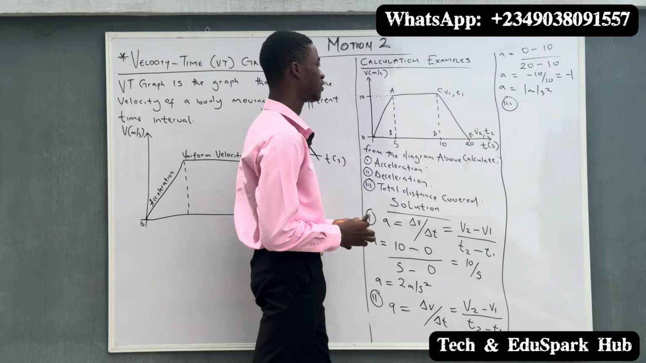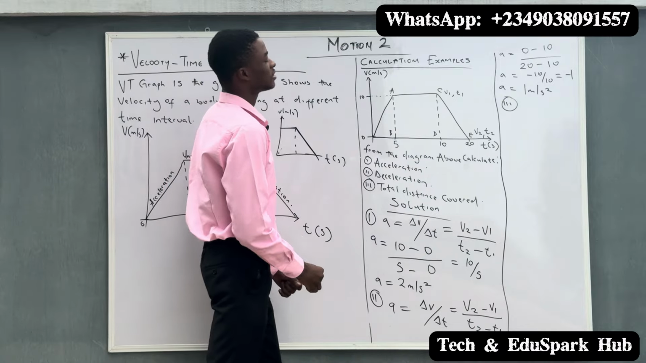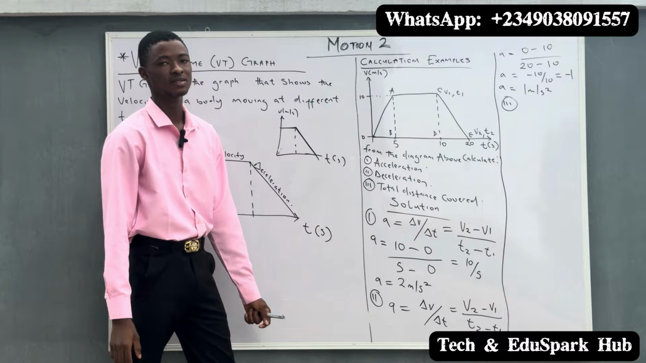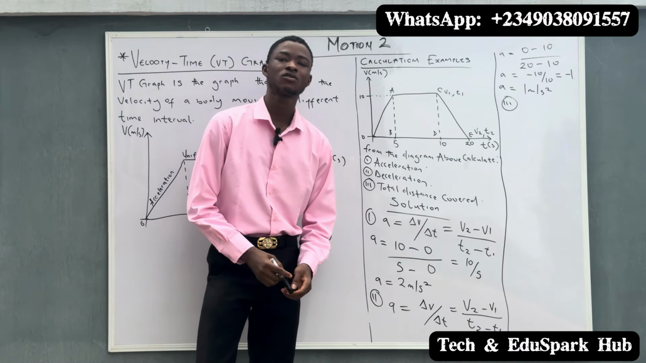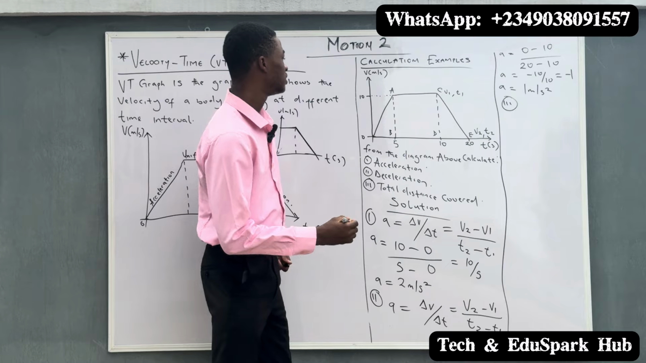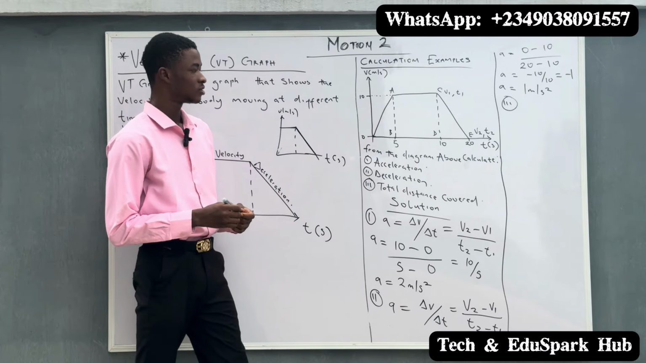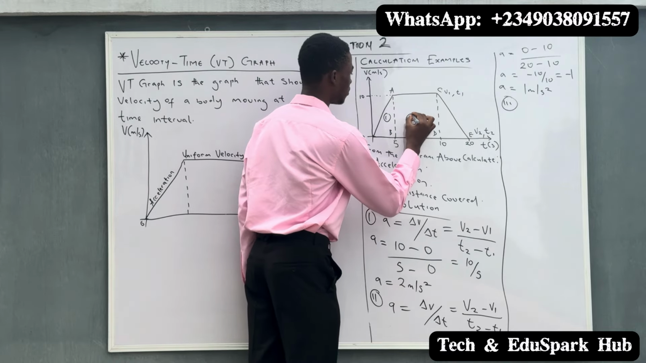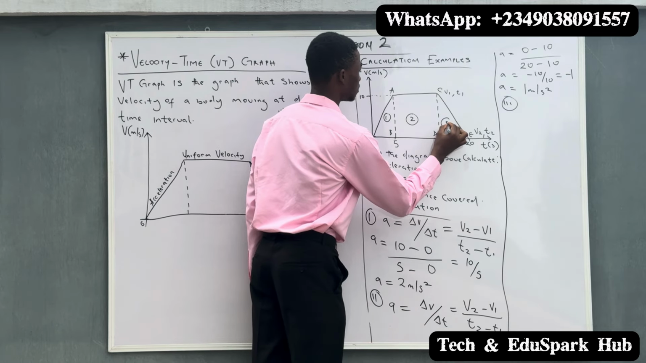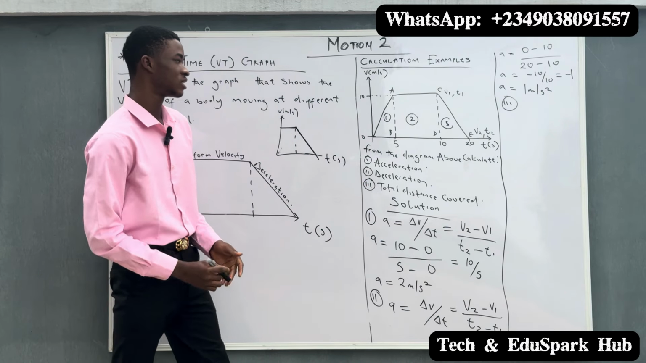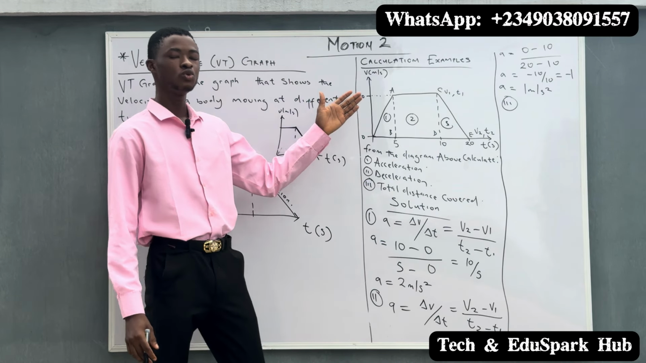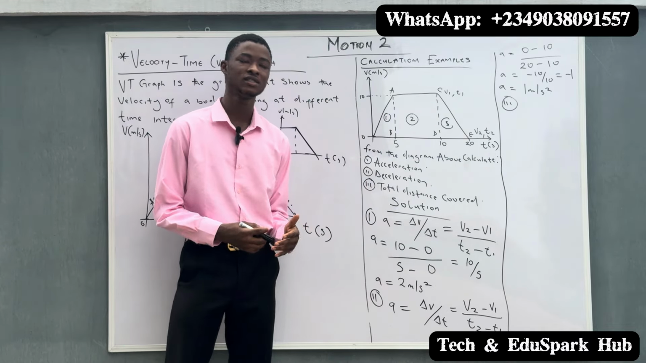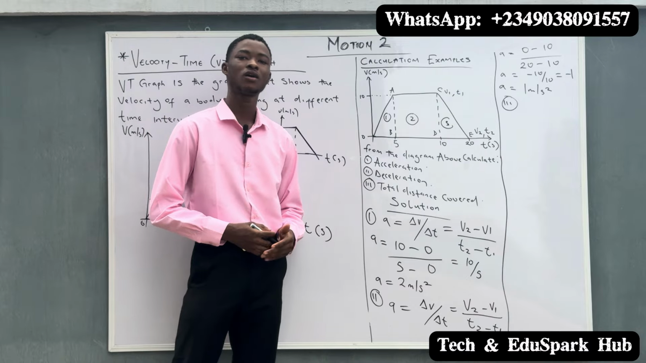The total distance covered. So in order to calculate the total distance covered, all this area under the velocity time graph is the total distance covered. So when you are calculating the total distance covered from a velocity time graph, you have to divide all this into segments. So this is what I mean. We would call this segment 1, we'll call this segment 2, and we'll call this segment 3. You have to divide everything into segments, and it is these segments that we will use to calculate the total distance covered of the body.